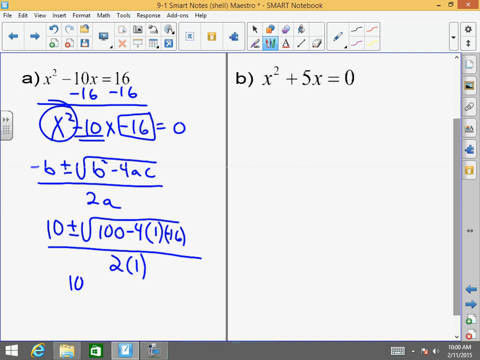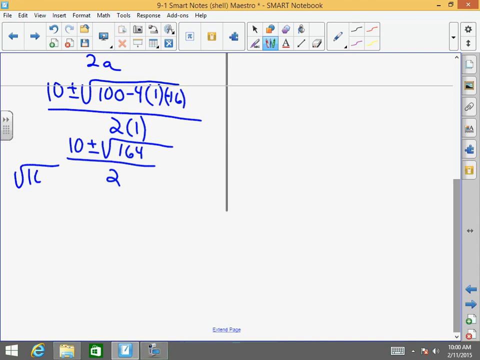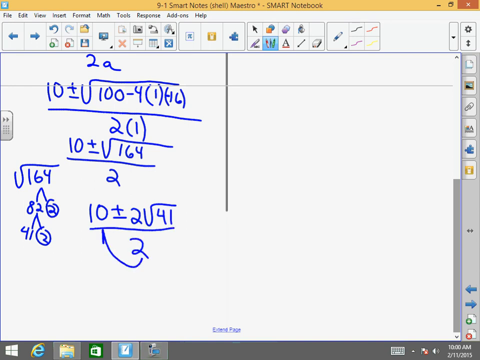So this is going to become 10 plus or minus the square root of 164 over 2. Now that 164 can be simplified. Square root of 164 comes from 82 and 2, and then this can be 41 and 2. So this becomes 10 plus or minus 2 square root of 41 over 2. This 2 can be divided into the 10 and the 2, giving me 5 plus or minus the square root of 41.